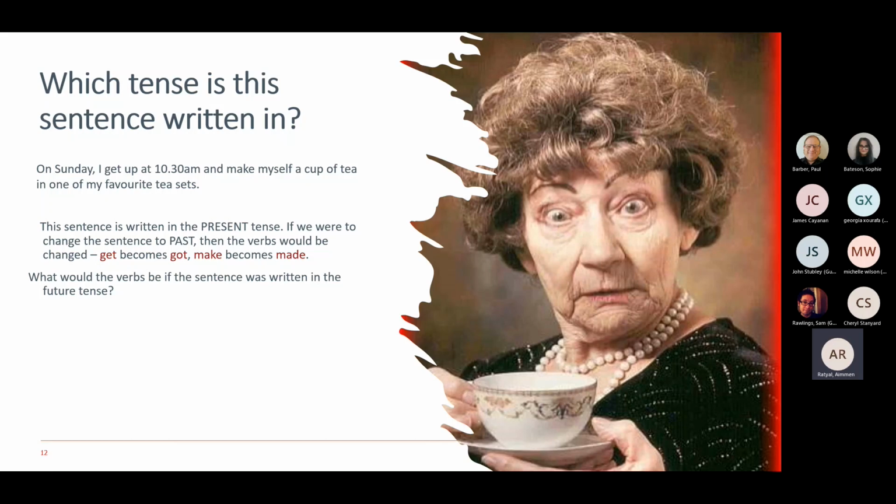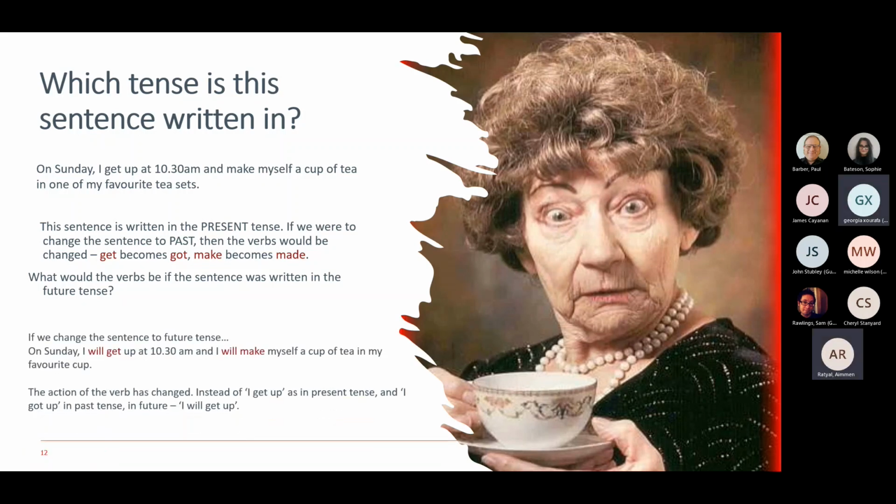So then what would the verbs be if the sentence was written in the future tense? Does anyone know? This Sunday I will, possibly. Yeah, I like that. So if we change the sentence to the future tense: on Sunday I will get up at 10:30 and I will make myself a cup of tea in my favourite cup.